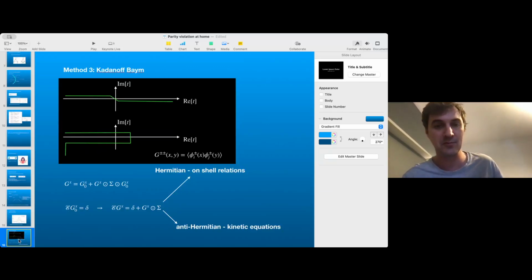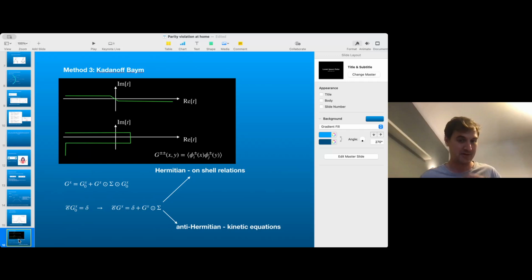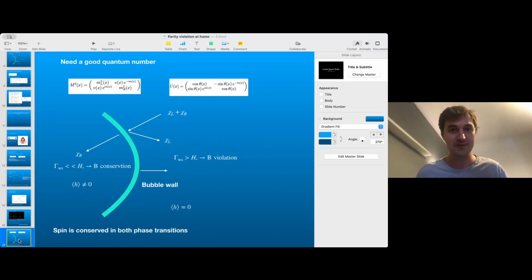Well, there's a third method which people use, which appeared in numerical simulations which people did, which was this Kadanoff-Baym source. And this is essentially something which people agree on because you're not introducing any crude approximations. Everything is nice from first principles. And ultimately, what you need is a good quantum number, because what's happening is your degrees of freedom are changing, and that's ultimately what's making things so hard.